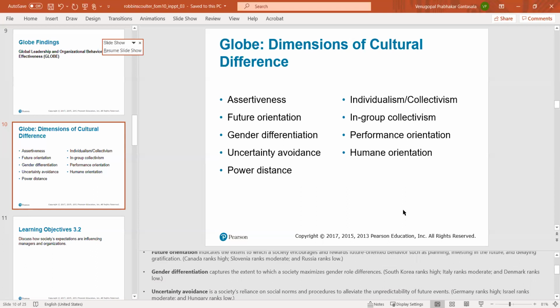It shows the extent to which societies want to maximize gender differentiation, and this is also very relevant when it comes to workforce composition. South Korea ranks very high, meaning that in South Korea, they've figured out certain genders do certain jobs better, other genders do other jobs better. So that's very high in South Korea. That's his study. Italy ranks moderate, and Denmark ranks low.